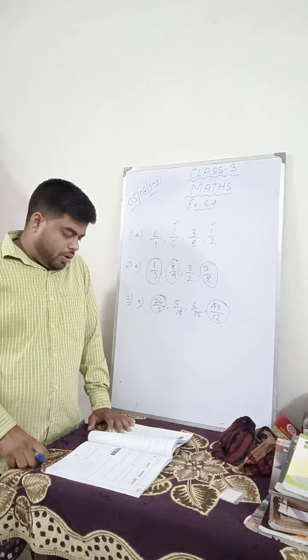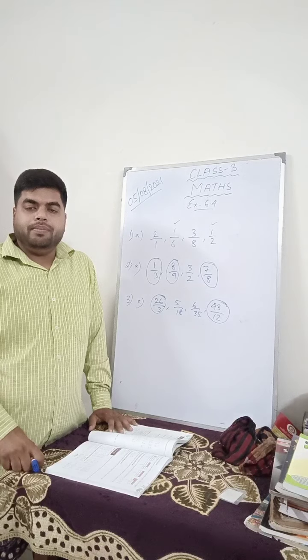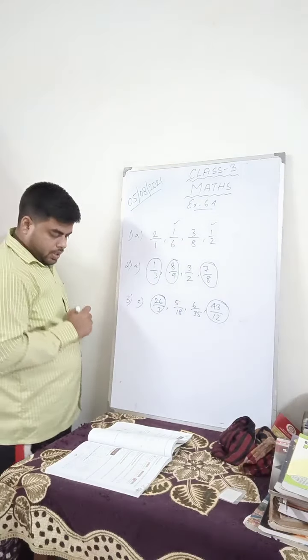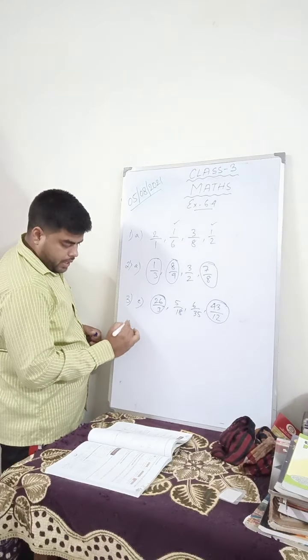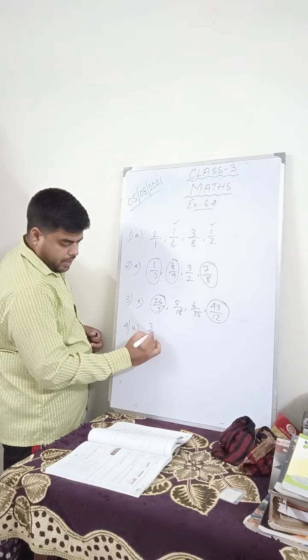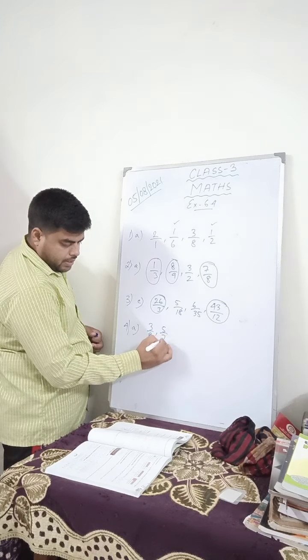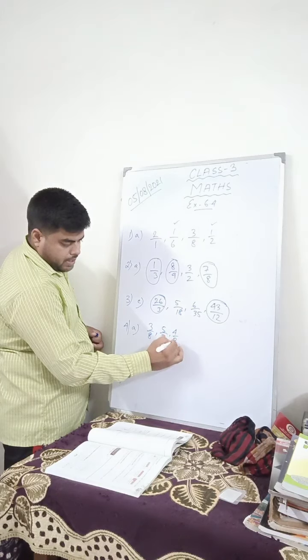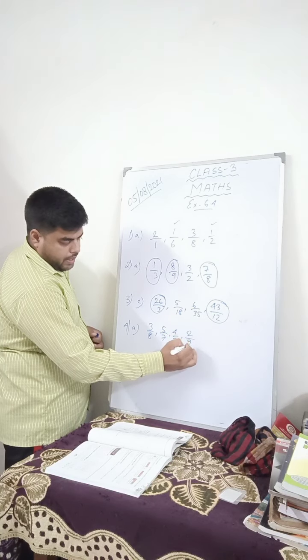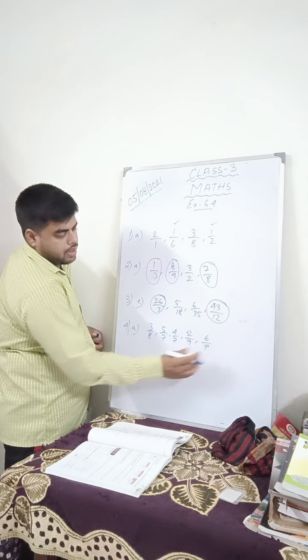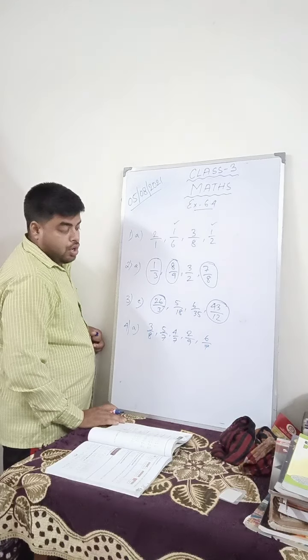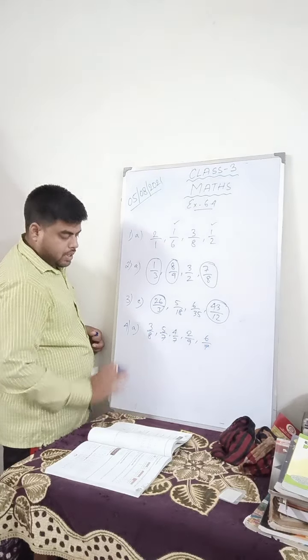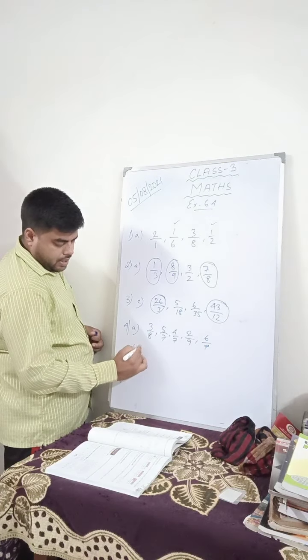Number 4, pick out the like fractions. I told you, in like fractions, the denominators are the same. So let me do this. Number 4a, you will write 3 by 8, 5 by 7, 4 by 7, 2 by 9, 6 by 7. So these are the fractions. Which ones are like fractions? Down you will write here.